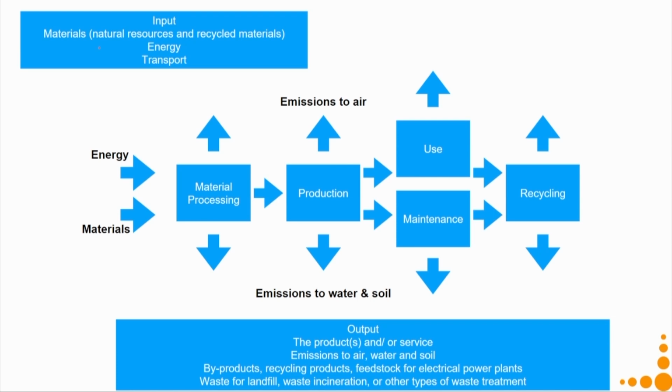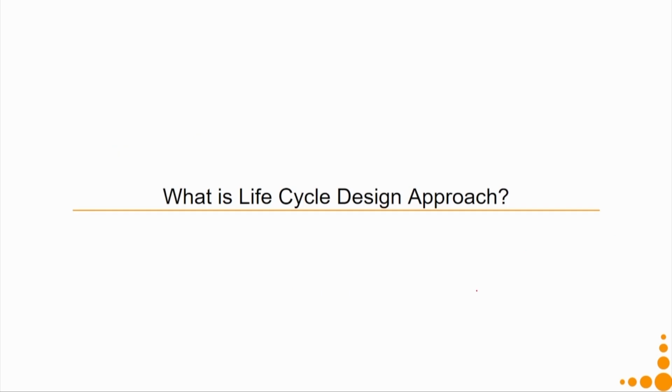So, on the input side is my energy, materials and transport. The transport can actually be classified in terms of the energy and emissions, again further brought down. Then I have my output, which keeps on either cycling in this. So, when I say recycling, it can keep on cycling in this, or it might also end into the end of life. So, what is the life cycle design approach?